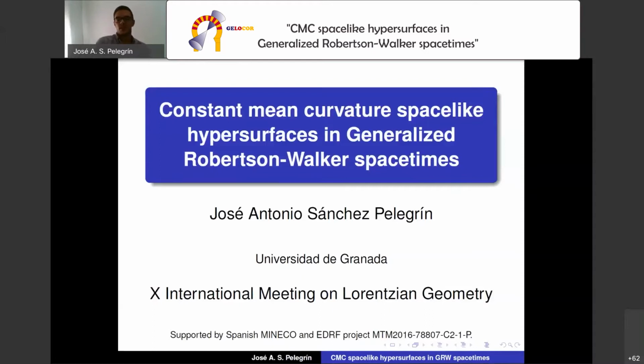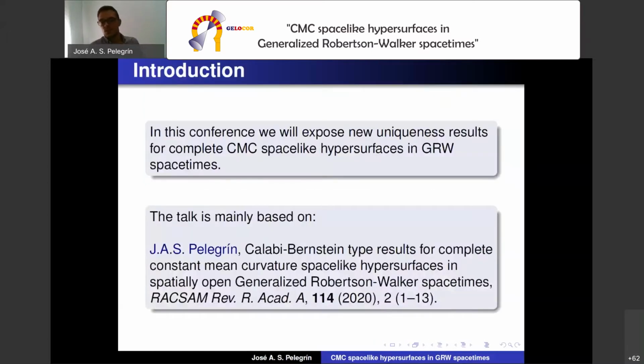My talk deals with uniqueness results for CMC space-like hypersurfaces in the class of models known as Generalized Robertson-Walker spacetimes. We will expose a few new uniqueness results for this class of hypersurfaces, which can be seen in this paper recently published.